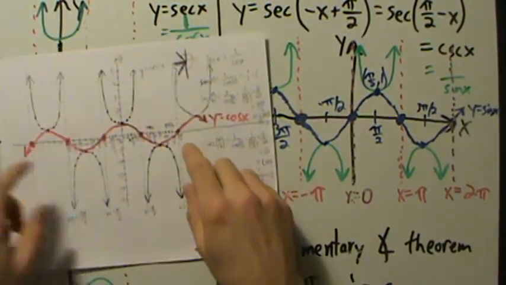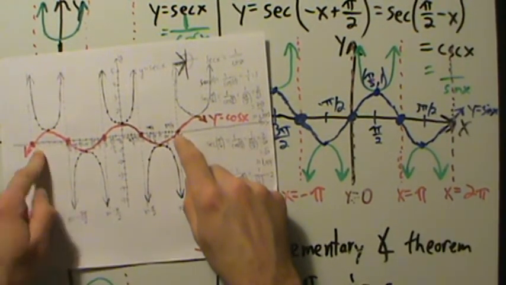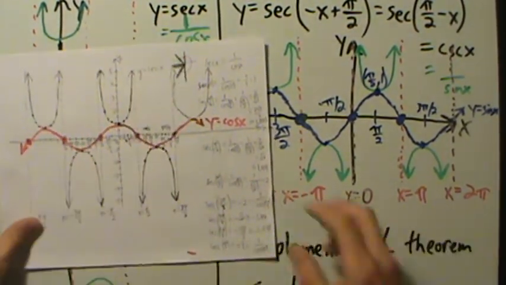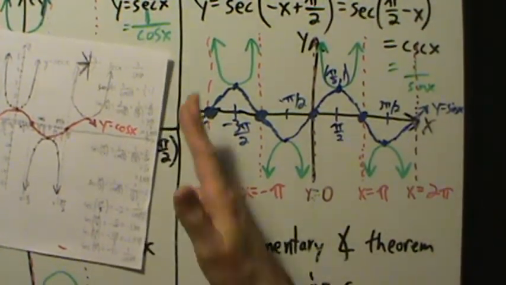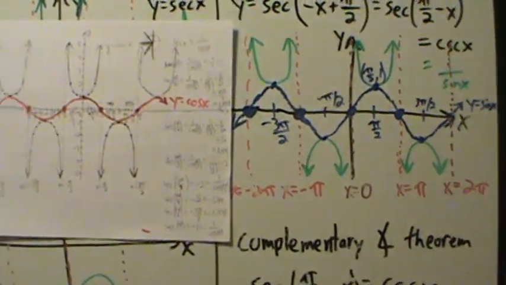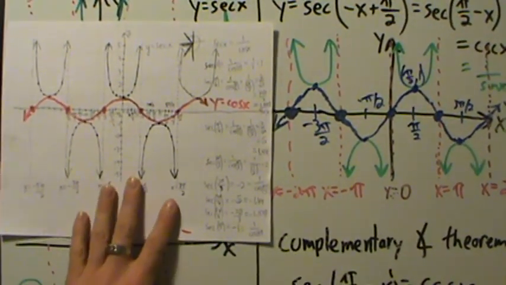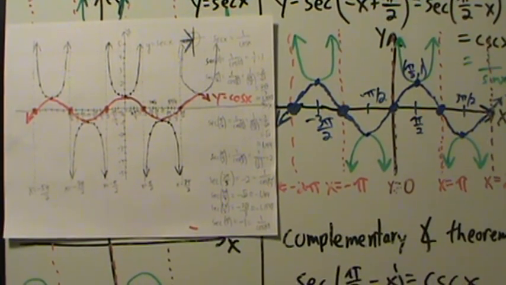And wherever cosine is 0, secant has vertical asymptotes. And wherever sine is 0, cosecant has vertical asymptotes. Okay, so that's the graphs of the secant and the cosecant functions, and some videos about the properties coming up next.